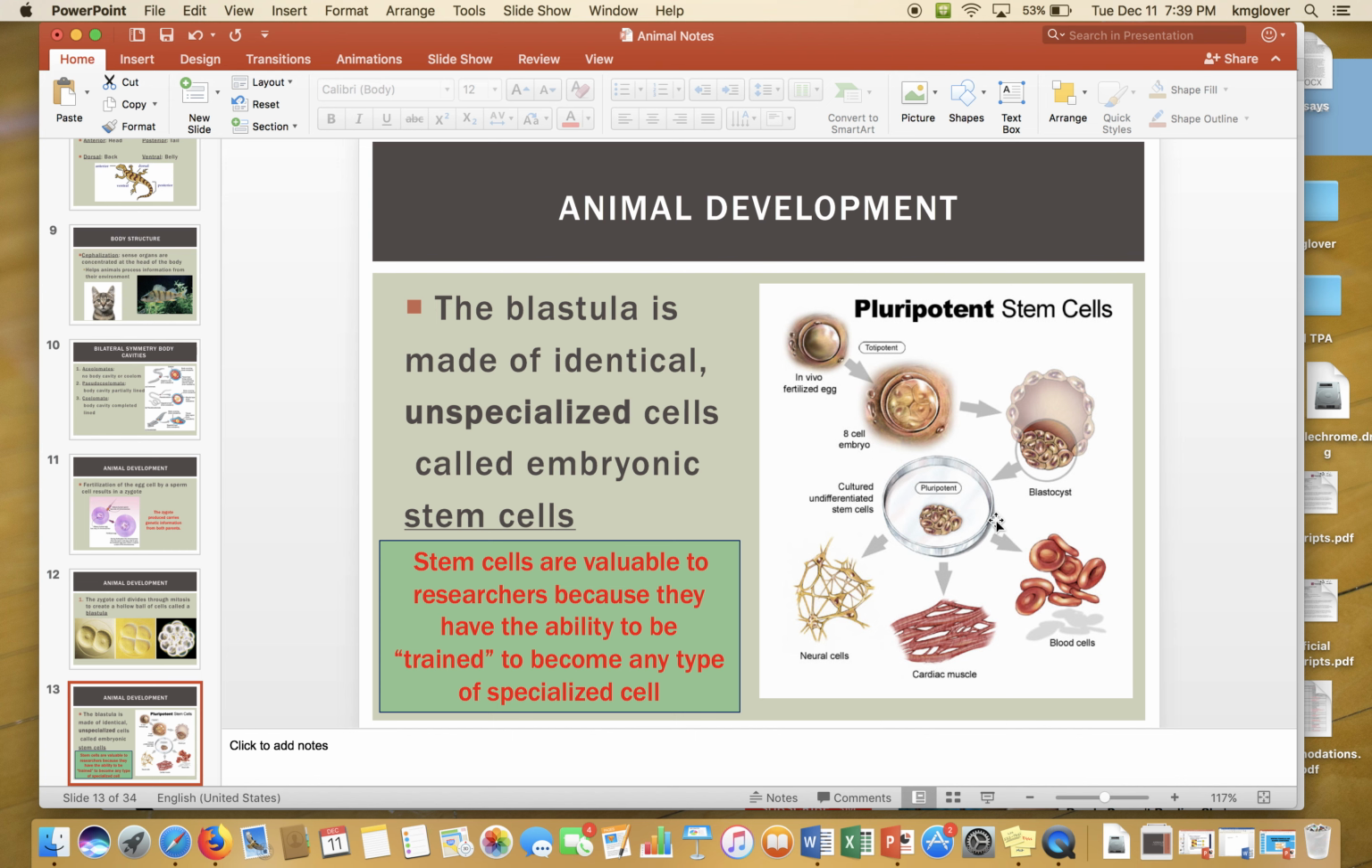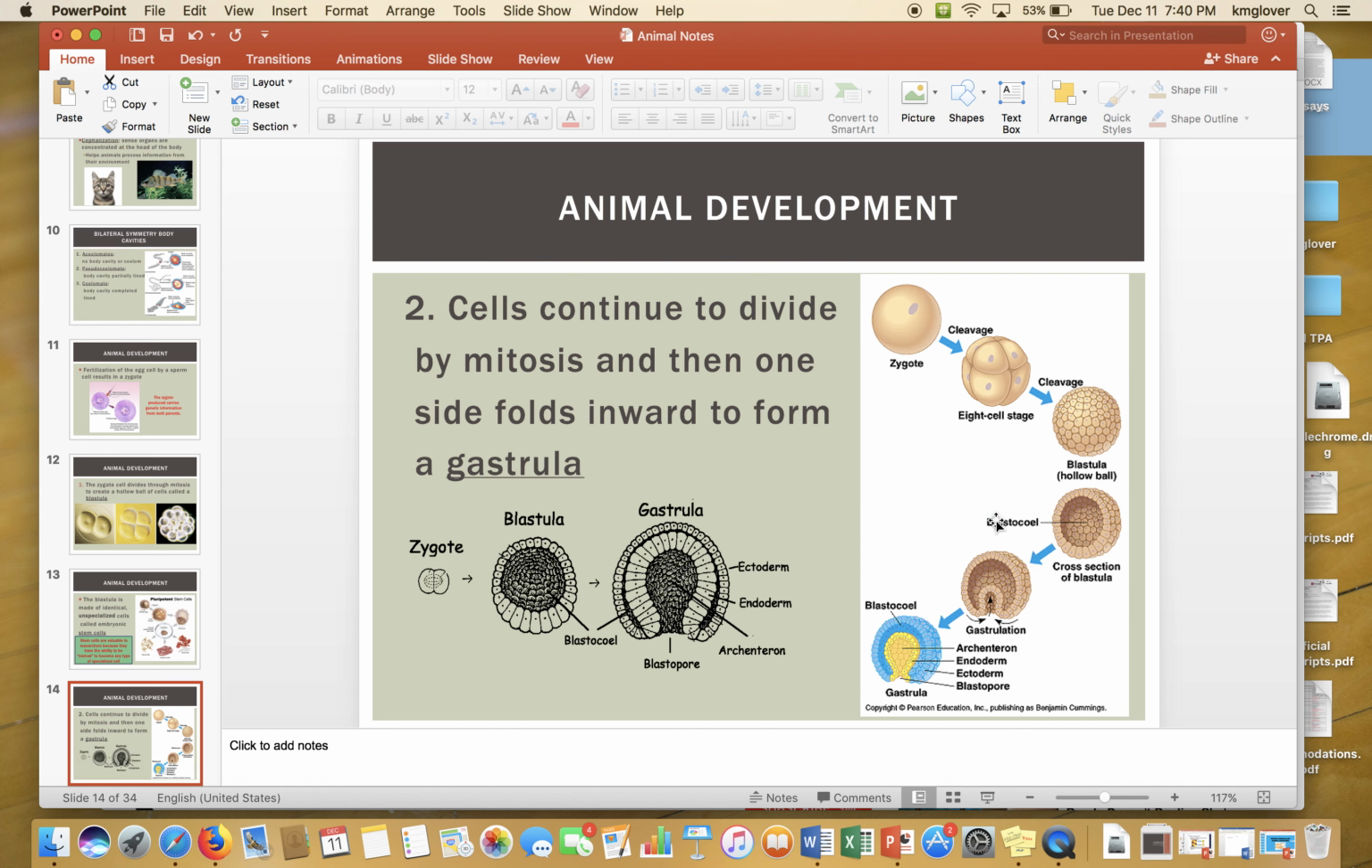It's not until you become what we call a gastrula that you start to differentiate. Here's your hollow ball of cells, your blastula. Eventually you get so big that one part starts to cave in, right here where my mouse is. It's like taking a beach ball and pushing in the little lip that you blow into. That is a gastrula. So here you have your zygote again, your hollow ball of cells is a blastula, and then you start to have your gastrula, and this is where you start to differentiate.